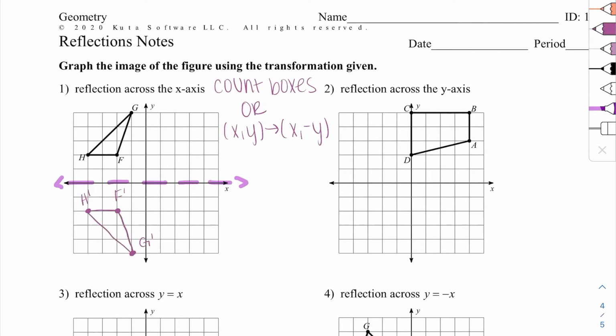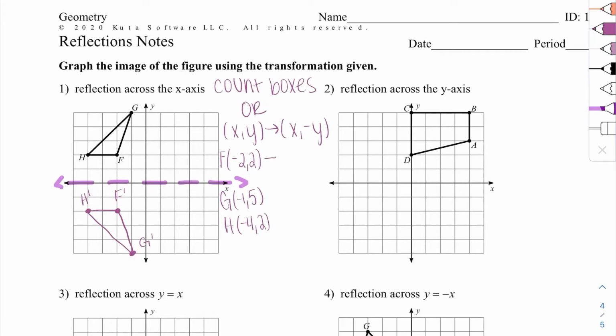So remember, that's one of the strategies. The other strategy is to use the rule. I'm going to show you how to apply the rule, and you will see that the points that you get are the points that we already did by counting the boxes. Remember, both methods work. It's just whichever one you want to do. So to do the rule, we're going to first list out points F, G, and H. Point F, the original point F, is the point -2, 2. Point G is the point -1, 5. And point H is the point -4, 2.